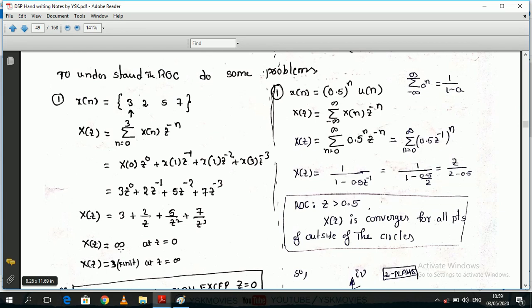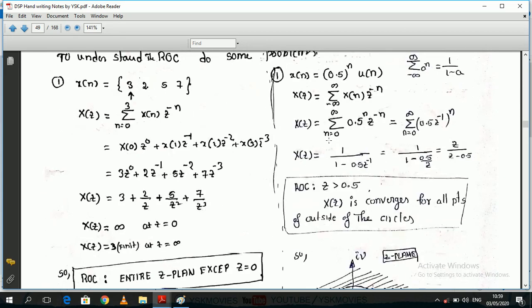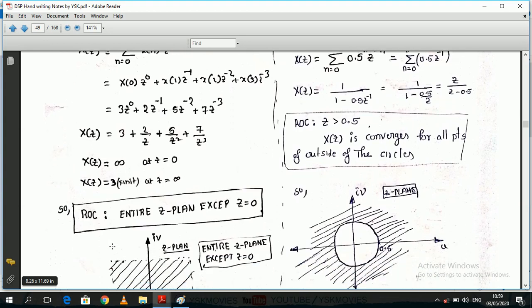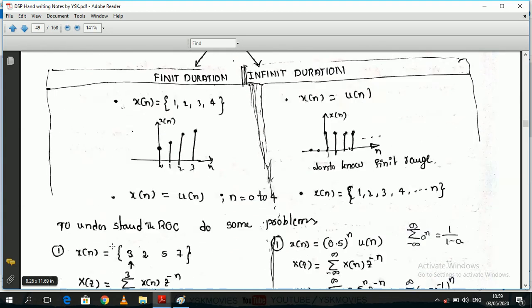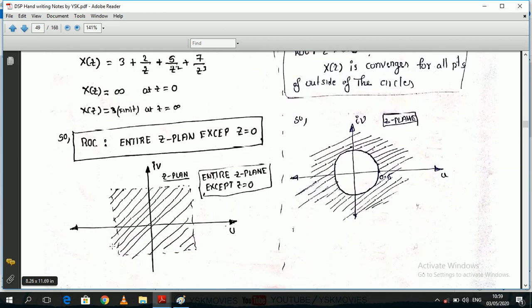But the primary thing is that the value of the z transform should be finite. So this is infinite at z equal to 0, and this is 3 at z equal to infinity. Just put infinity instead of z, we get only 3. That means the conclusion is that the ROC is the entire z plane except z equal to 0. At z equal to 0, x of z does not exist. So entire z plane except z equal to 0.